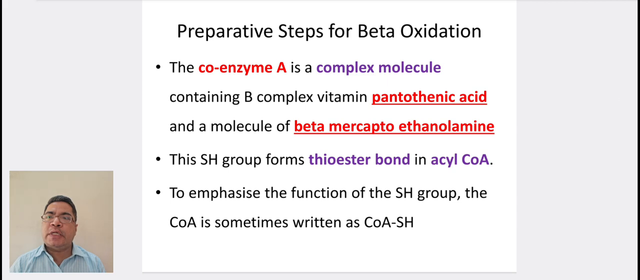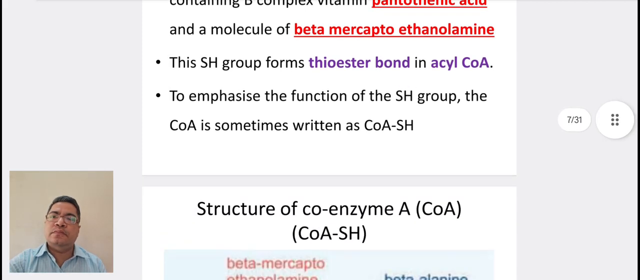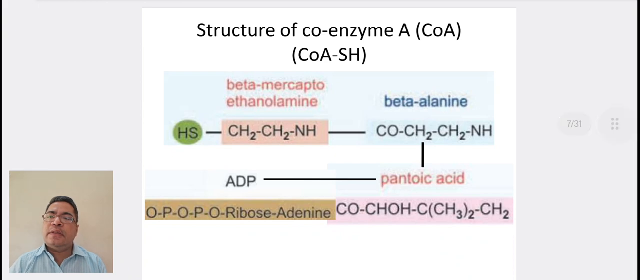Coming to the preparative stage for beta oxidation. The coenzyme A is a complex molecule containing the B complex vitamin pantothenic acid and a molecule of beta mercaptoethanolamine. This SH group forms the thioester bond in acetyl CoA. To emphasize the function of the SH group, the CoA is sometimes written as CoASH. In this diagram, we can see the structure of coenzyme A. It is written as beta mercaptoethanolamine plus beta alanine plus pantoic acid plus ADP.